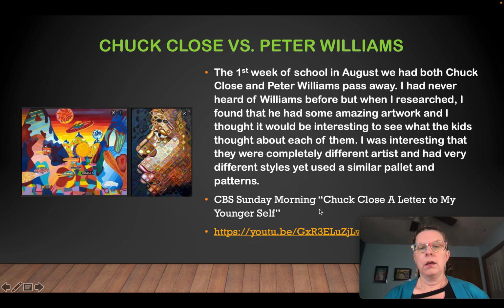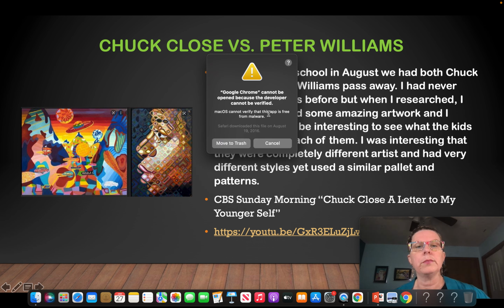And then I also pulled up a little Chuck Close CBS Sunday Morning piece, where he does a letter to his younger self, and then I would show it. And this is kind of, I'll click on it real quick. So then I usually just go to, I don't know if this will go up. I usually just click on, oops, it won't. Cancel.